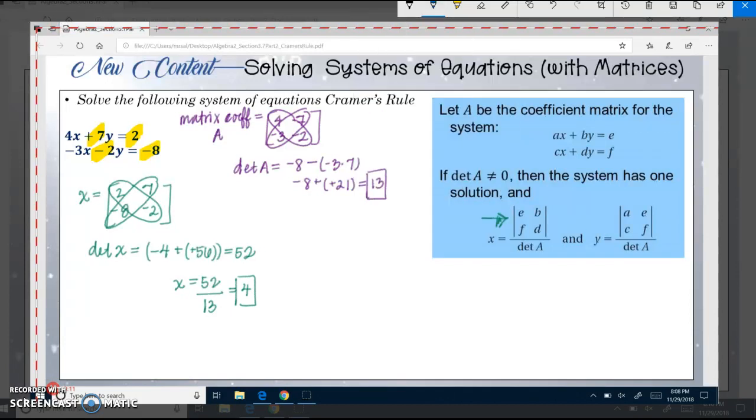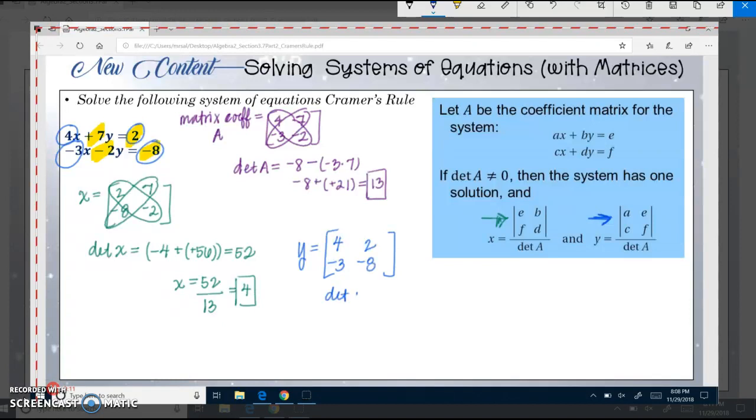Then I also need to find my y value, so I'm just going to set up one more matrix and find its determinant. So the matrix that I set up here comes from the values of A, E, C, and F. So looking back at my system of equations, A is 4, E is 2, then my C value is negative 3, so that goes here, and F is negative 8, so that goes here.